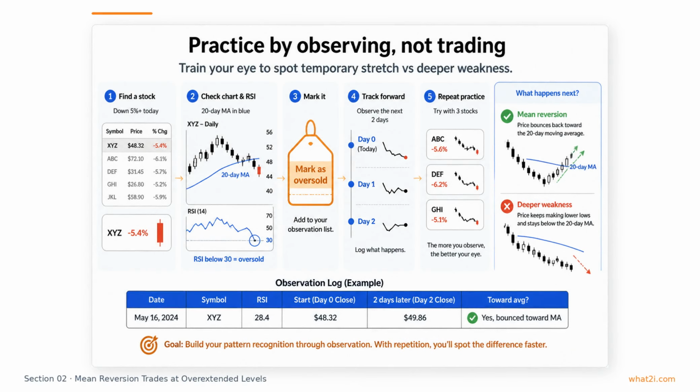One of the best ways to learn mean reversion is to observe it before risking money on it. Start by finding a stock down at least 5% in a day, then check its RSI and the 20-day moving average. If RSI is below 30, mark it as oversold and write down the closing price and the distance from the average. Then watch what happens over the next 2 trading days.